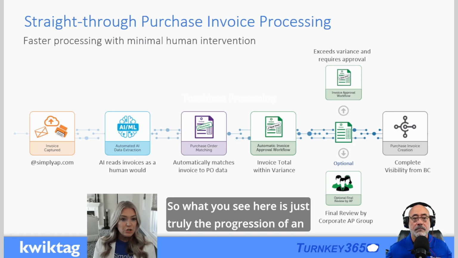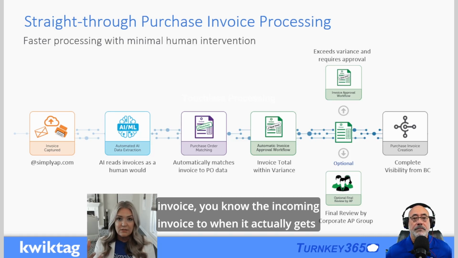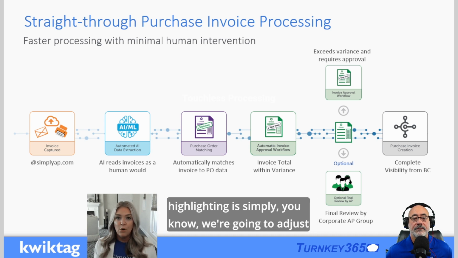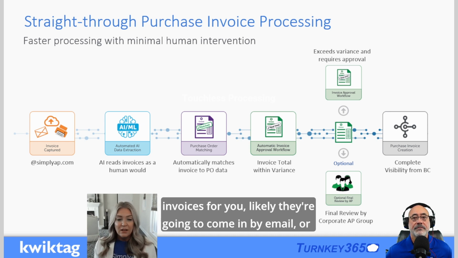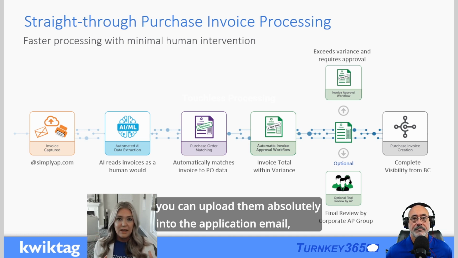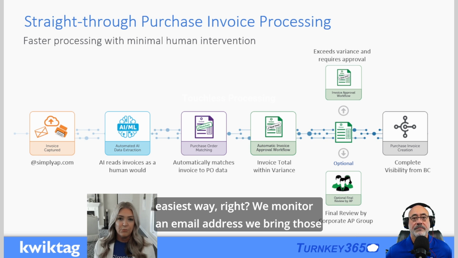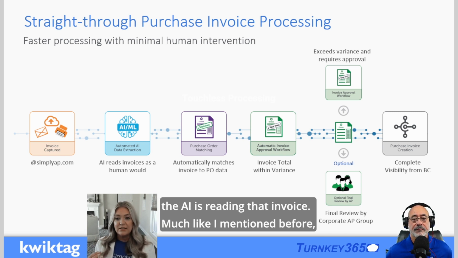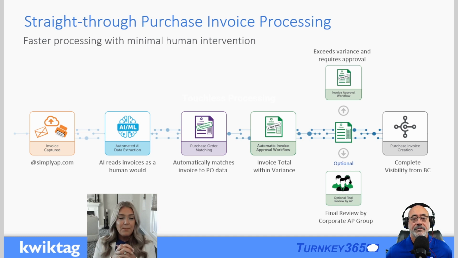So what you see here is just truly the progression of an invoice, the incoming invoice to when it actually gets created in the ERP in BC. As we go left to right, what it's highlighting is simply, we're going to ingest invoices for you. Likely they're going to come in by email or you can upload them absolutely into the application. Email, easiest way, right? We monitor an email address, we bring those invoices in, and we immediately extract the data from them.